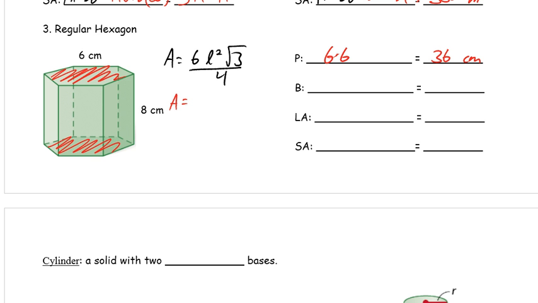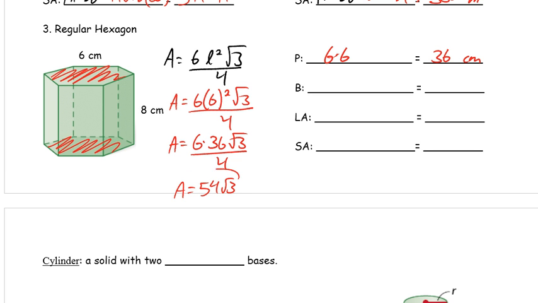Plug in A equals 6 times 6 squared, radical 3, all over 4. So that's going to be area equals 6 times 36, radical 3, all over 4. I'm going to do 6 times 36 divided by 4 all in one step. And the area is 54 radical 3. So that was the one I just used here. So I use 6L squared radical 3 all over 4, and I got 54 radical 3 centimeters squared.